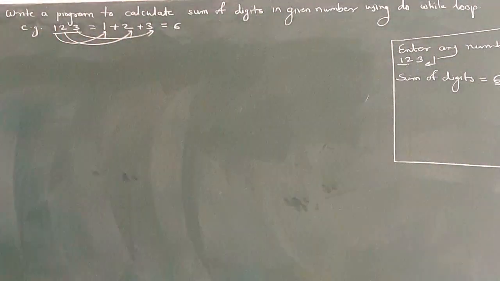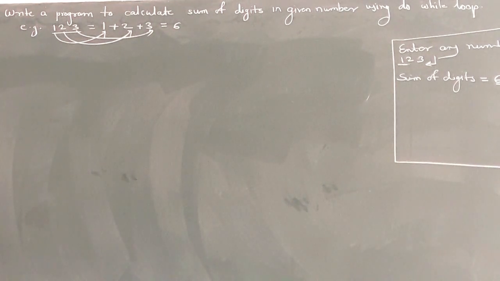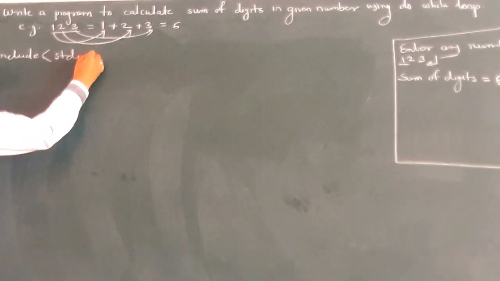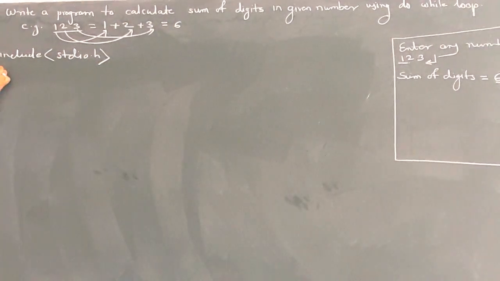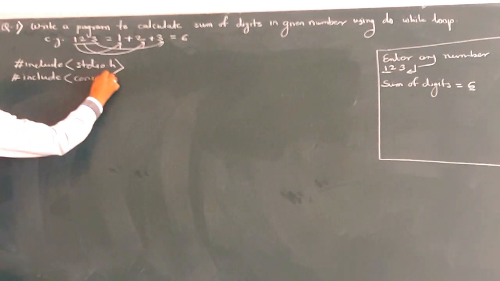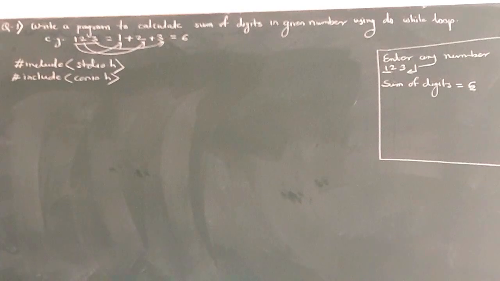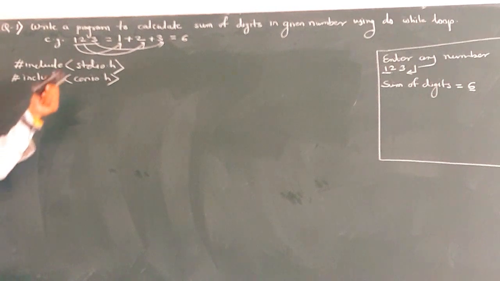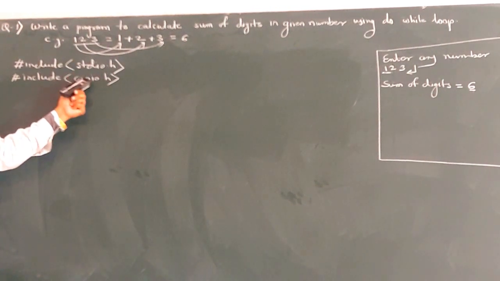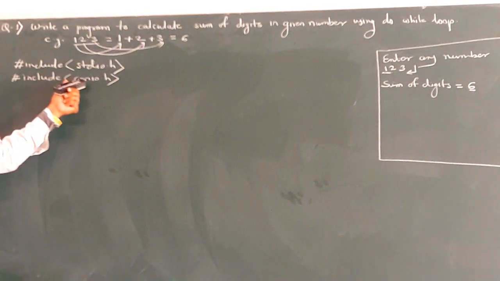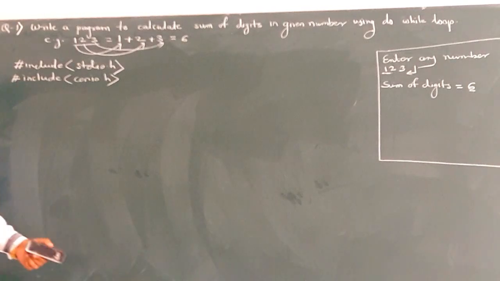We start the code by including header files. In the header file section, hash include stdio.h, the standard input output header file. After that, hash include conio.h, the console input output header file. The definitions of the printf and scanf functions are present in the stdio.h header file, and clrscr and getch are built-in functions whose definitions are present in the conio.h header file.